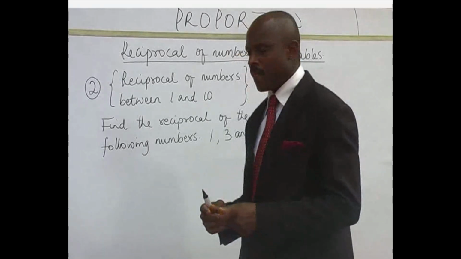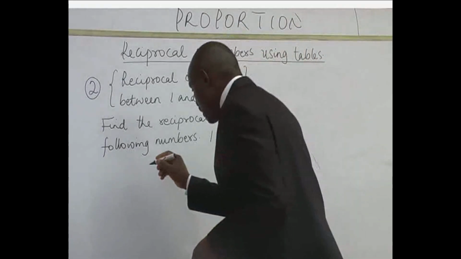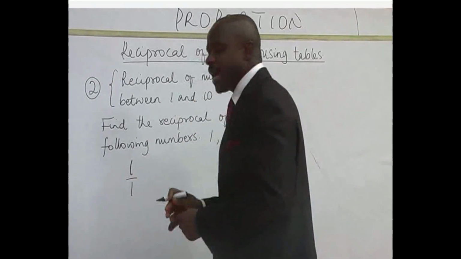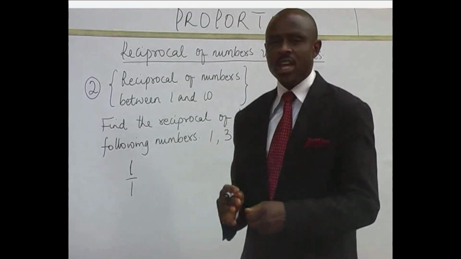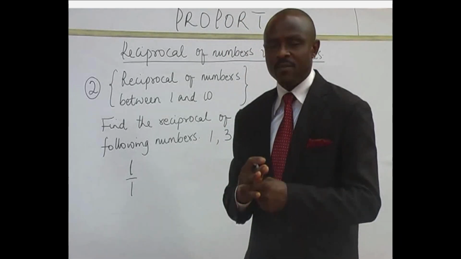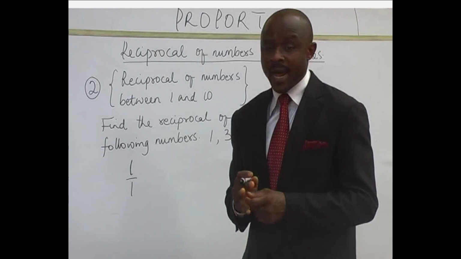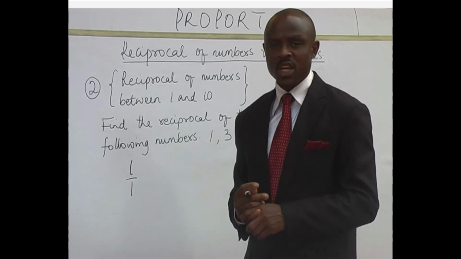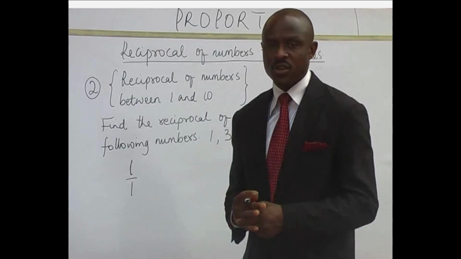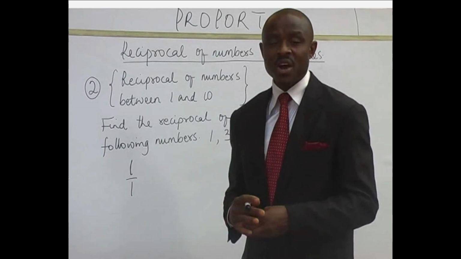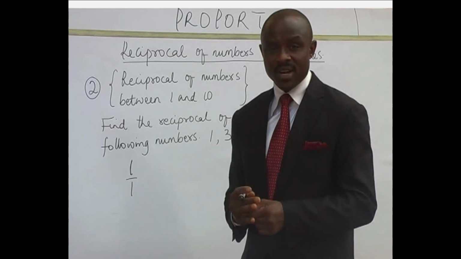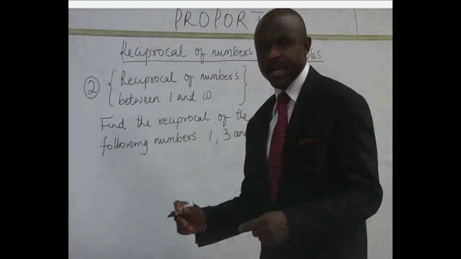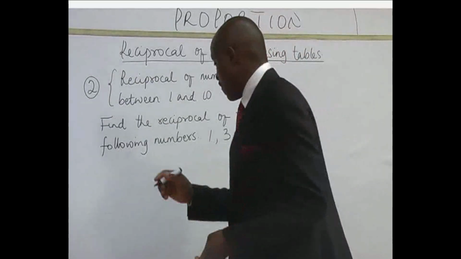10. Now, first of all, the reciprocal of 1. I want to tell you that 1 is a universally respected figure. You don't treat 1 like other numbers. The reciprocal of 1 is 1. No need of going to consult your 4-figure tables or even your calculators. The reciprocal of 1 is 1. The next number we take now is 3.